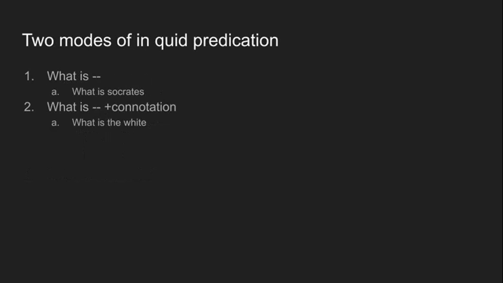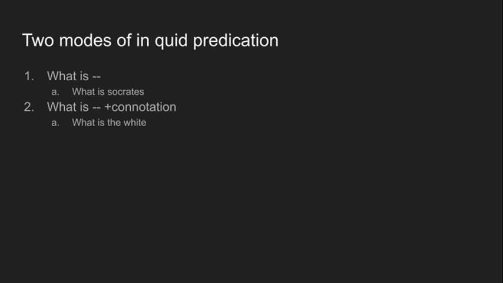So for now, there are two modes of in quid predication. One is just what is X, like what is Socrates, and the other is what is X plus a connotation. So in the first, all we have is an absolute name, but in the second mode, we have a connotative name, and that is what is white. And the reason that white falls into this second category is because there isn't a single thing that corresponds to the word white, at least not on Ockham's model of the world.